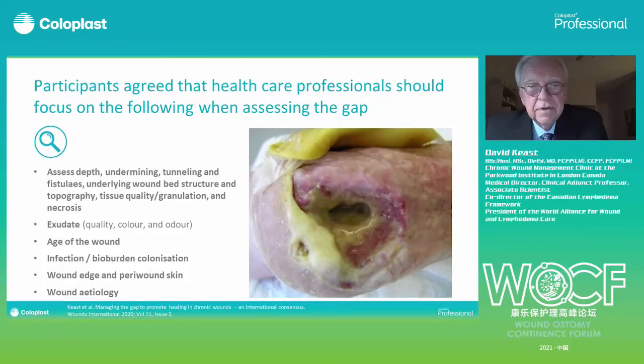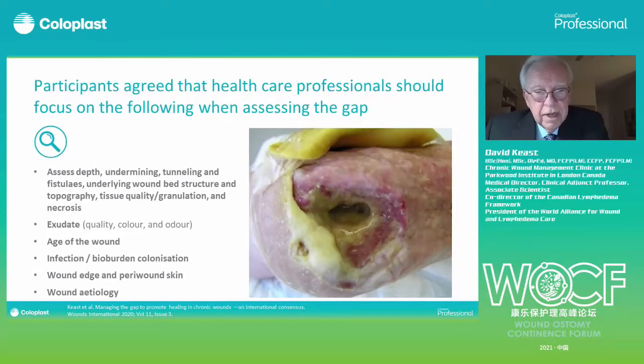The first area of consensus is what we should focus on when assessing the gap, so looking at the assessment parameters. First of all, we need to look at the depth, undermining, tunneling, and any fistulas. What are the underlying wound bed structures? What is the tissue topography and what is its quality? Is there granulation tissue? How much necrosis is present? We need to assess the level of exudate, both its quality and quantity. We need to look at the age of the wound. We know from previous literature that the older the wound, the more difficult it is to heal.